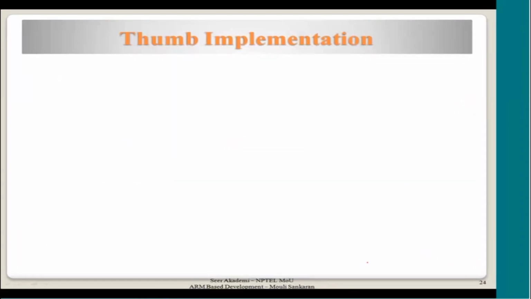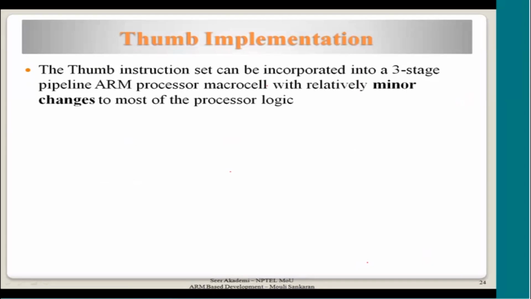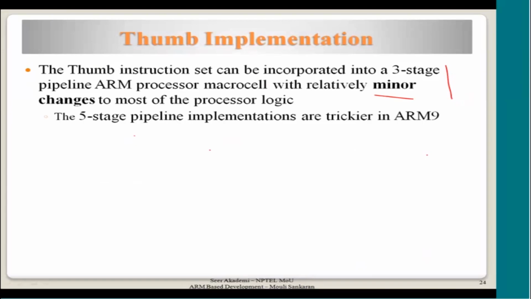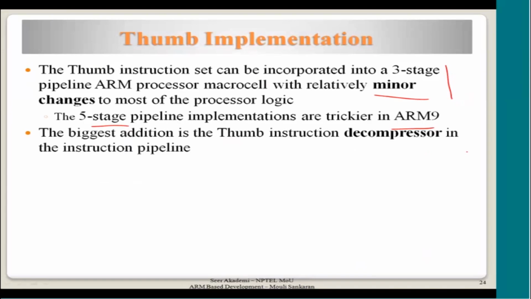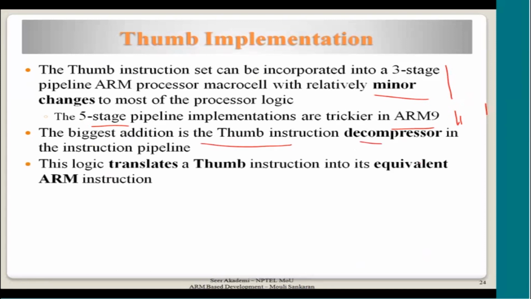Now let us see how it is implemented inside the processor. A Thumb instruction set can be incorporated in the 3-stage pipeline with a minor change, whereas in a 5-stage pipeline like ARM9 it is a little bit trickier, but we are not going to cover ARM9 in our course. The biggest addition is the Thumb instruction decompressor. I mentioned it earlier, but I will tell you how it is implemented. This logic translates Thumb instructions into equivalent ARM instructions.